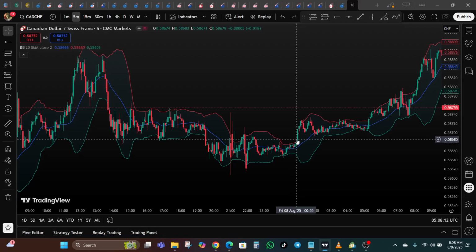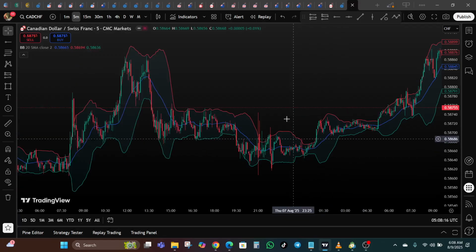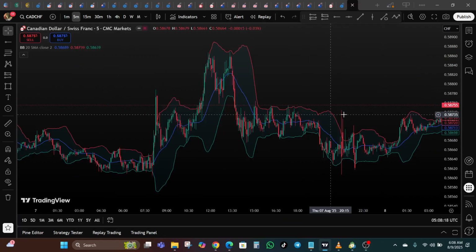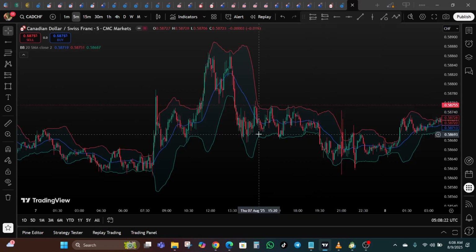Bollinger Bands are perfect for scalpers who are looking for short, sharp moves. In a ranging market, you can also use the Bollinger Bands to trade the range. When you have price bounce off the upper band, you can sell. When it bounces off the lower band, you can buy, and so on and so forth. So this indicator can also be helpful even in a ranging market.